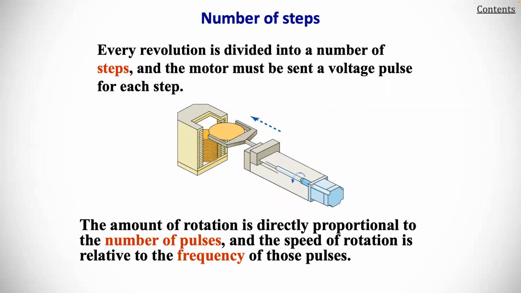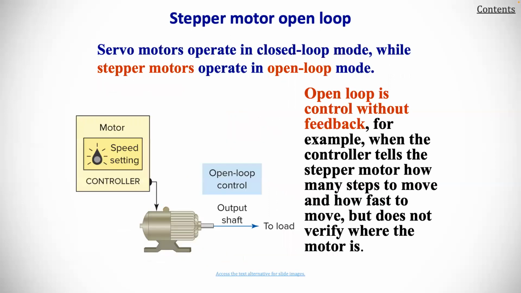Every revolution is divided into a number of steps, and the motor must be sent a voltage pulse for each step. The amount of rotation is directly proportional to the number of pulses, and the speed of rotation is relative to the frequency of those pulses. So you can see how that would play out well for the number of steps.